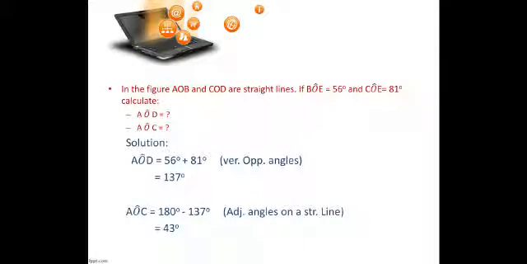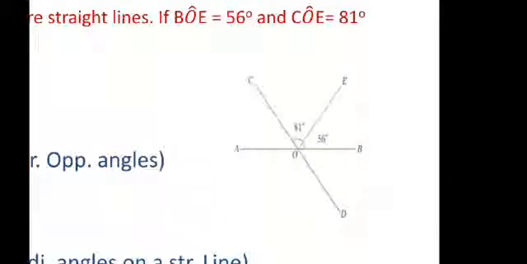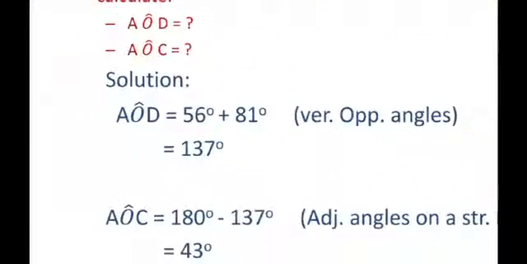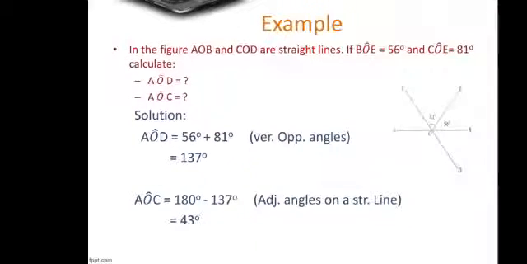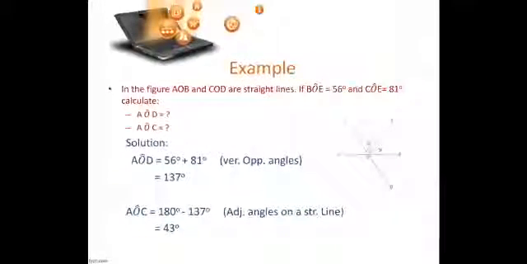Now here is another example. In this figure you can see 81 and 56 are two angles. If you want to find AOD, you just have to add 56 and 81 because they are vertically opposite angles. Similarly, if you want to find AOC, just subtract 137 from 180. So that's how you can find AOD and AOC.